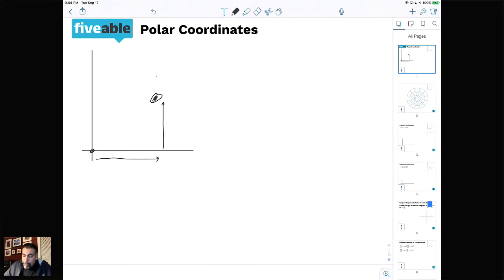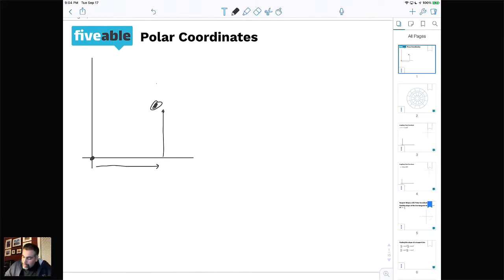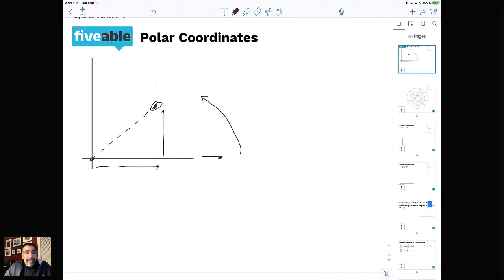So the idea of polar is to say, from where we're located, if we're facing this direction right here, and this is called our 0 angle, how far do we have to turn this way so that we line up with this point? And then how far out do we have to walk to get there?